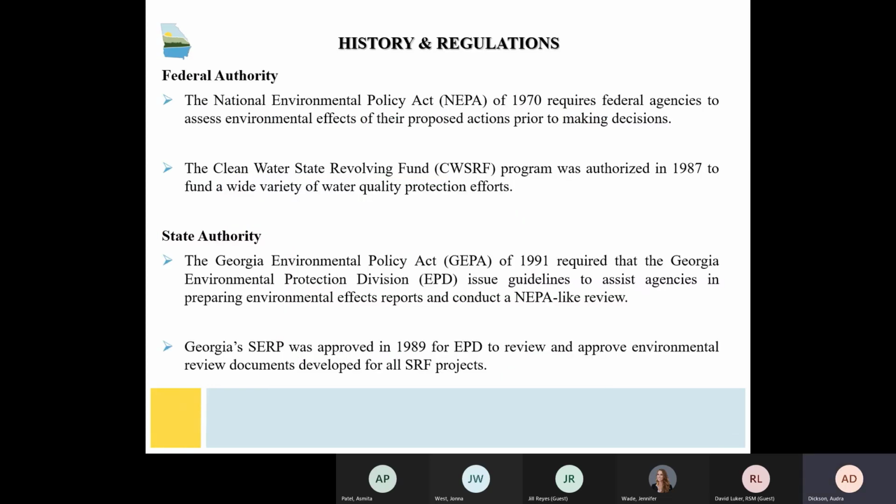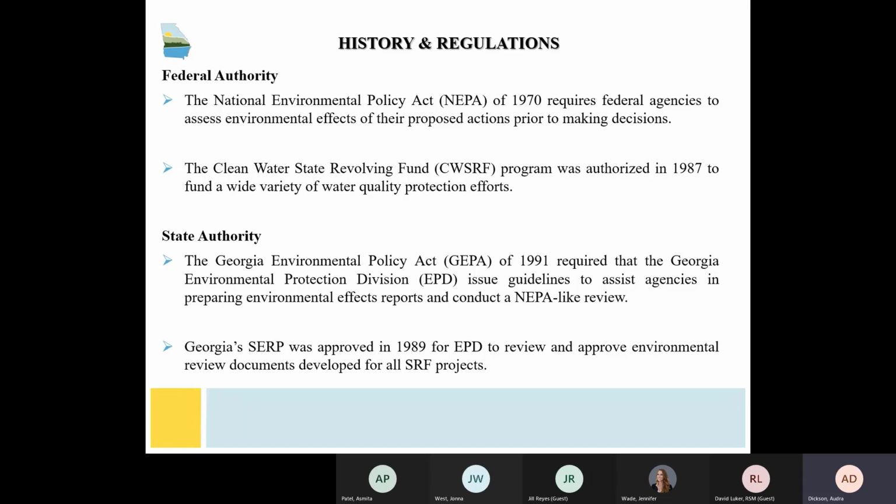So on the federal level, the National Environmental Policy Act was signed into law in 1970 and required federal agencies to assess the environmental impacts for proposed projects. And then in 1987, the Clean Water State Revolving Fund was authorized to fund a variety of water quality projects, including the construction and operation of wastewater treatment plants to reduce pollution in our waters.